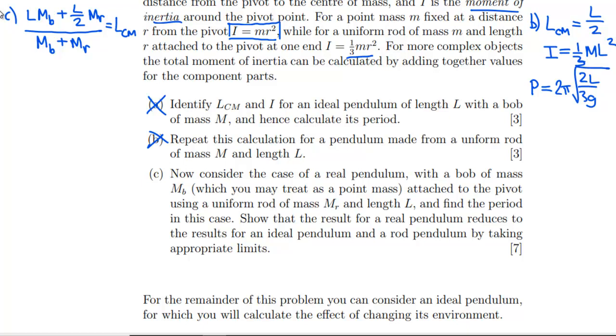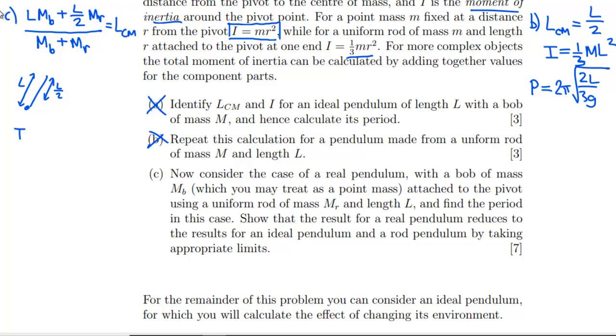L_CM. That's going to be our new distance away, because we're saying, okay, if we've got some L M_B which is going all the way to the end, and we've got some other L over 2 which is for the rod, it depends on the relative masses of the bob and the rod as to how these things are going to combine, which is what we're doing here in this particular case.